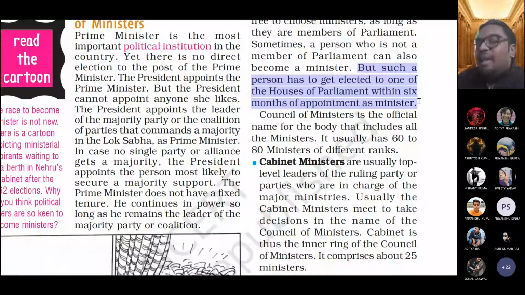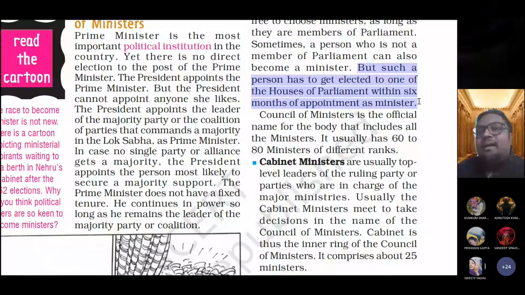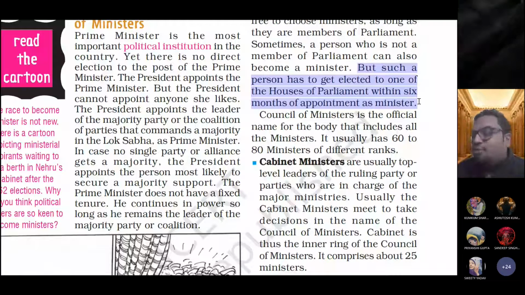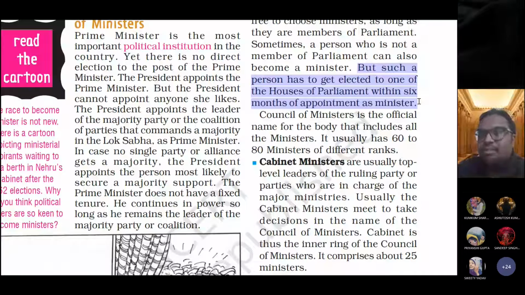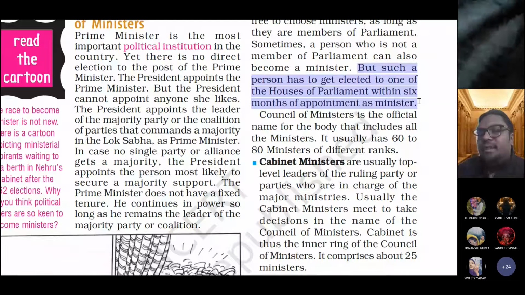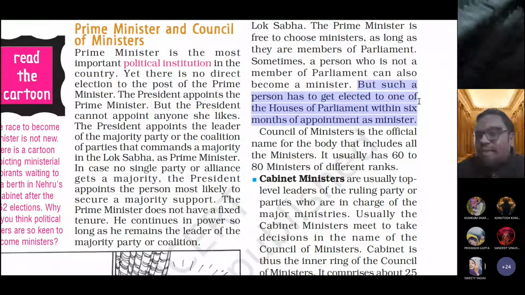But उनको ये कहा गया 6 महीने के अंदर आपको दूसरे किसी जगह से इलेक्शन लड़ना पड़ेगा. In the next 6 months you will have to fight a re-election from any one constituency of West Bengal and you will have to become an MLA. अगर वैसा नहीं होता है then you will have to resign. So इसको अच्छे से समझ लीजिए आप लोग, very important.